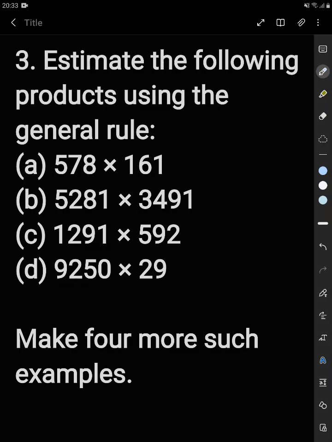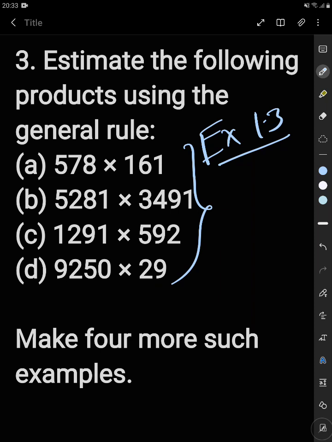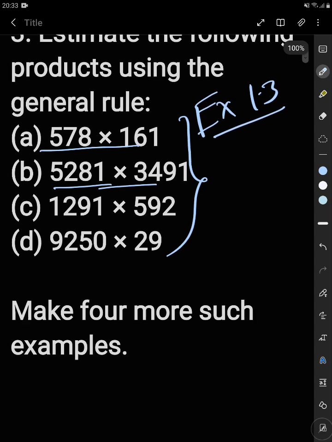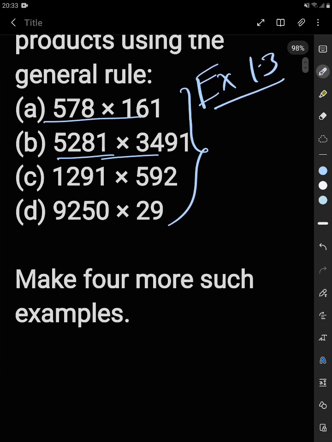Welcome again. Today we will solve this question of class 6th math exercise 1.3. This exercise has 4 parts of the question, and we have to find the multiplication of these two numbers by estimation and applying the general rule. Okay, so let's solve one by one.